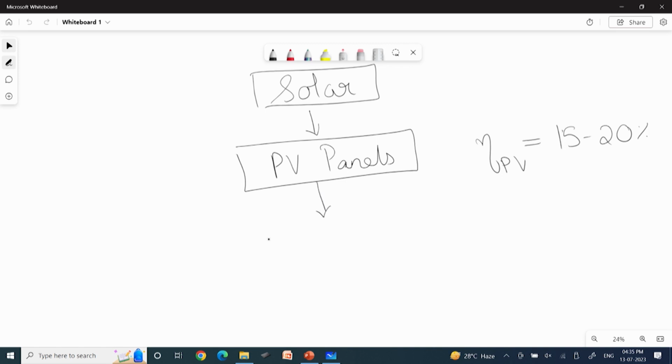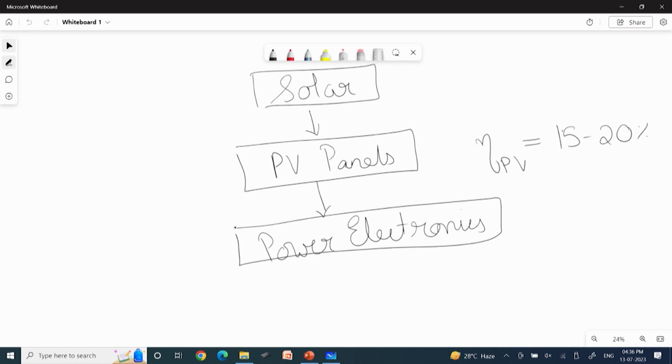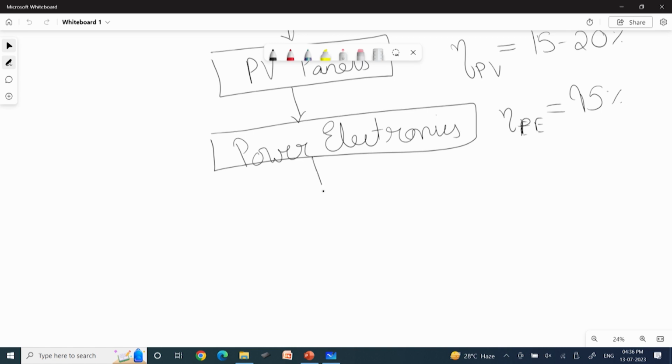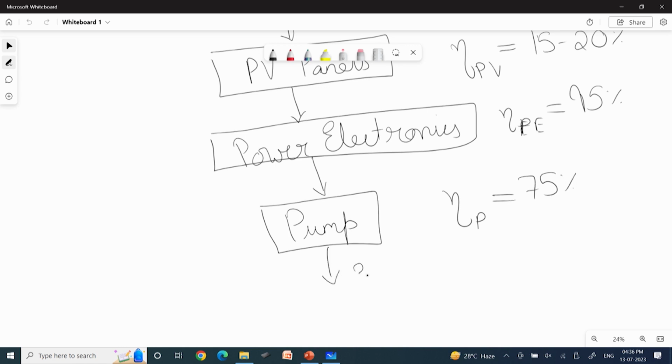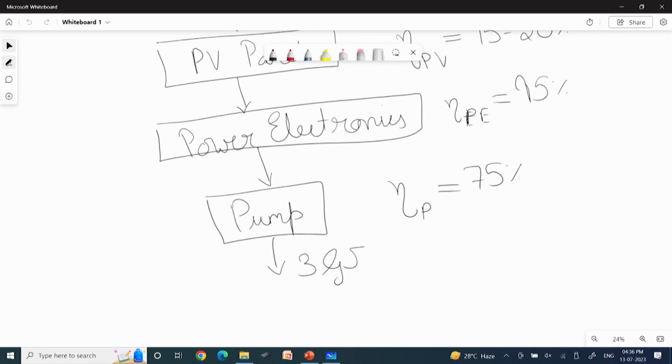Then you would have the power electronics coming into play as well. Normally these kinds of systems are quite efficient, and in terms of the power electronics, the efficiency would be roughly 95%. And finally this would be coupled to a pump, and the efficiency of the pump would be around 75%. And finally we would have 3 gigajoules of energy coming at the output.